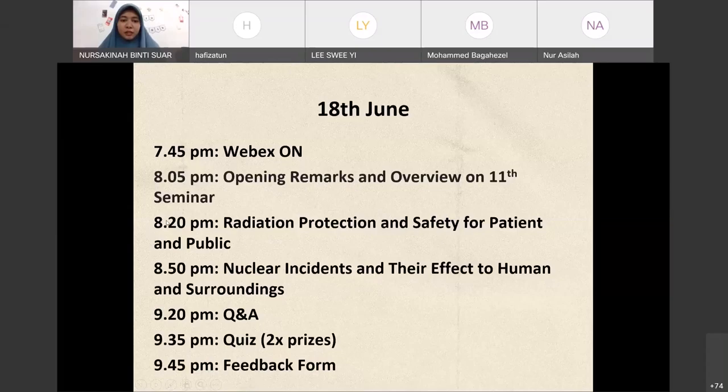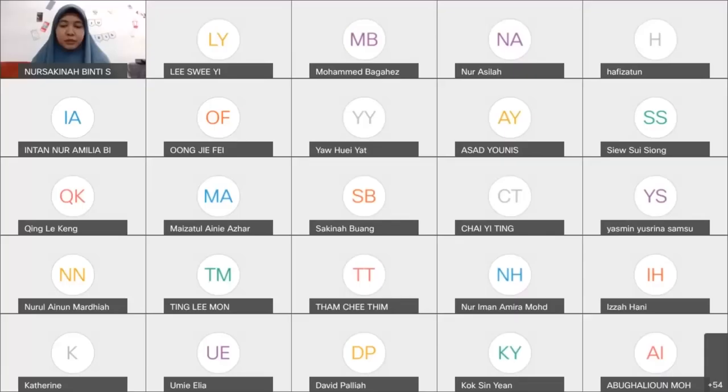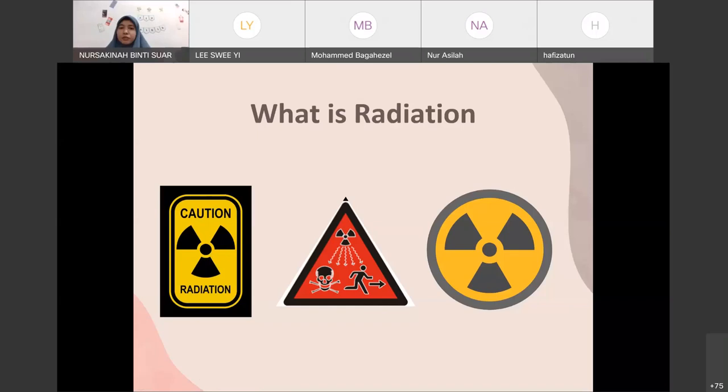Okay, let's have a bit of a recap of what we learned last week. Basically, last week the students explained what radiation is. I believe most of you are familiar with the symbol. Whenever you see a symbol like the fan, this is actually radiation.